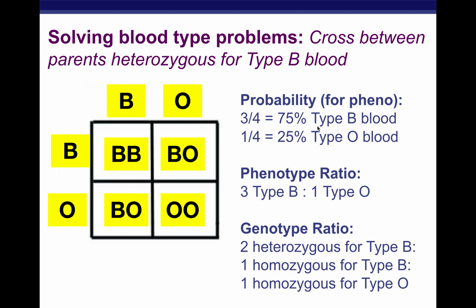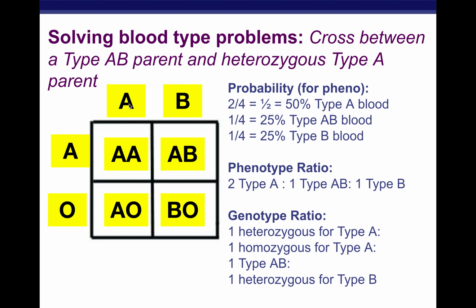If you take another, more complicated problem here, where you have a type AB parent and a heterozygous type A parent, now you have a kid that has type A blood here because they have only the A alleles, type A blood here because they have an A allele and an O allele that doesn't do anything, so we have type A blood here. You have a type B child here because they have a B allele and an O allele. O doesn't do anything, so it's B blood. And you have a type AB child here.